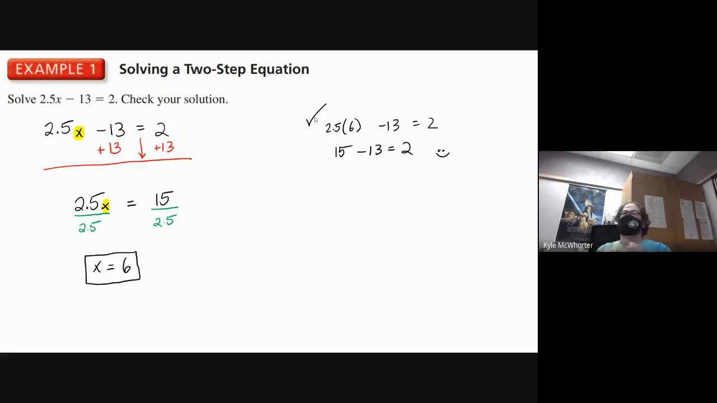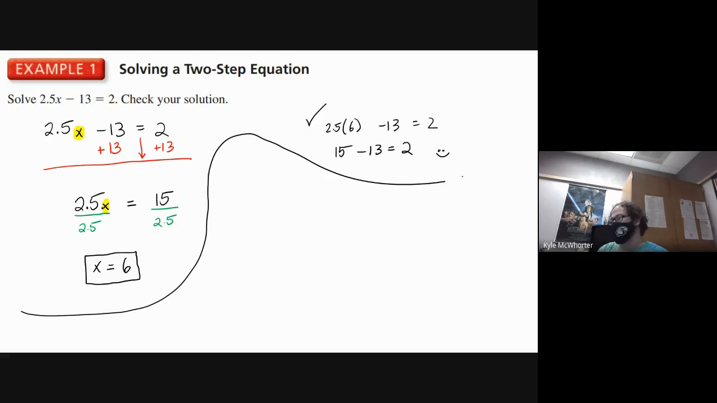So a question for you: we're done with this one, okay? We found the solution. We checked our solution, so we're good, right? I just want to throw a little thought at you about why we want to undo the addition and subtraction before we try to undo multiplication or division. Imagine if we had tried to undo the multiplication first.